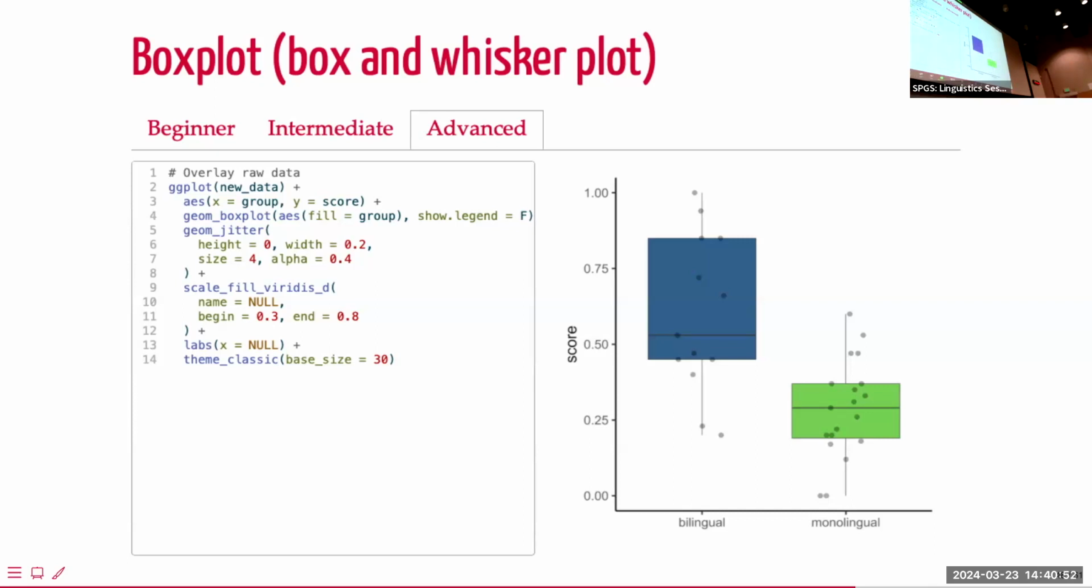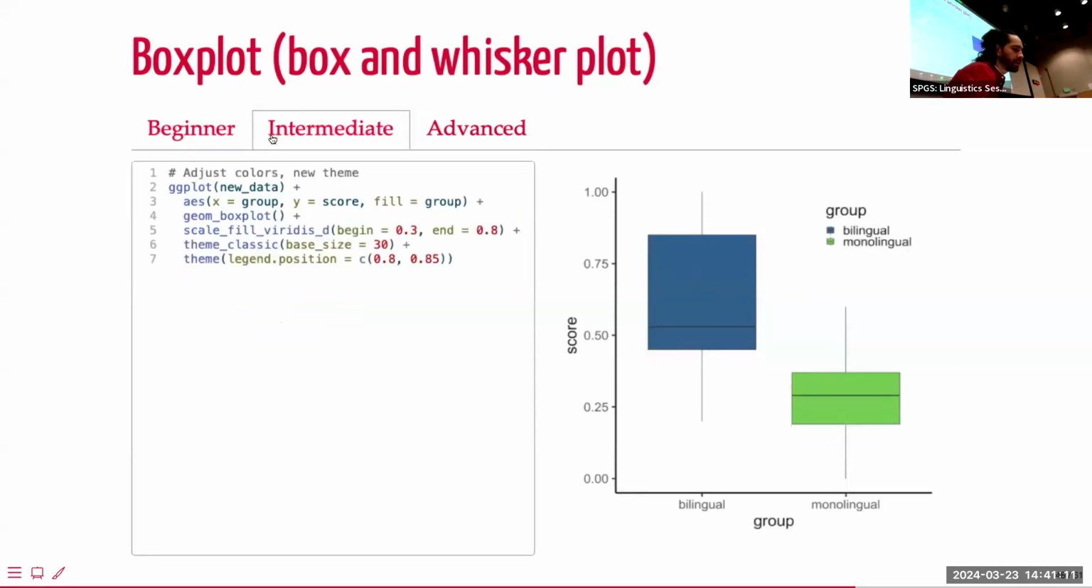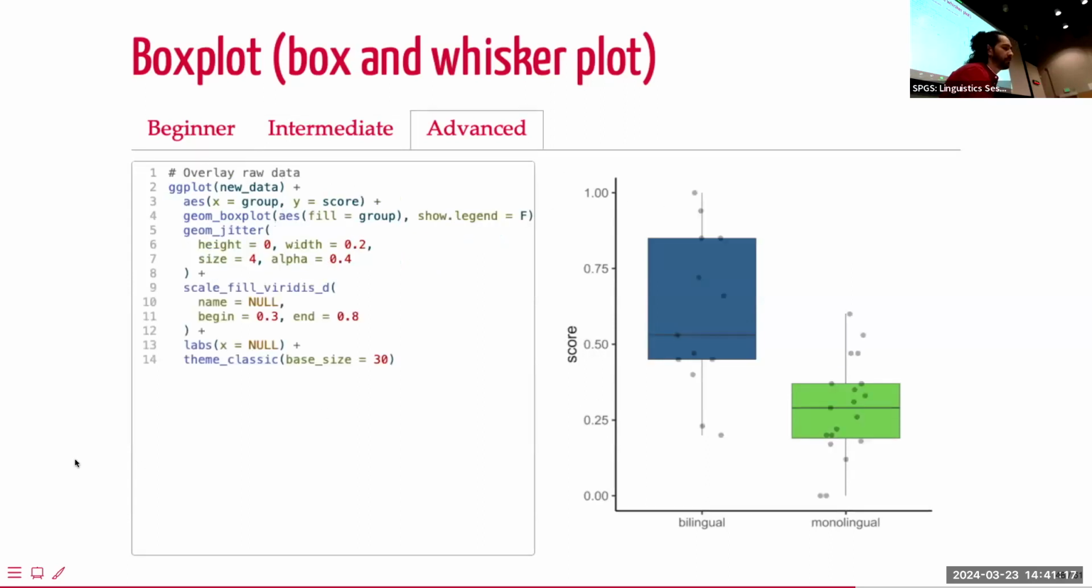What else did I do? Labs x equals null. By default, it gives you a label for the x-axis, which in this case was group. I set x equals null. I got rid of that because what's the point? If I can just see what the label is, I know what I got there. If I look back at intermediate, you'll see that right here it says group. I just think that in that case it's kind of pointless. So in advanced, I just got rid of that.